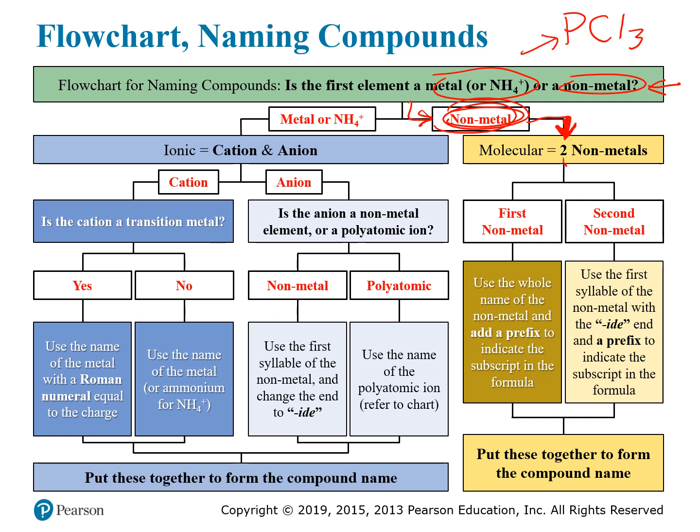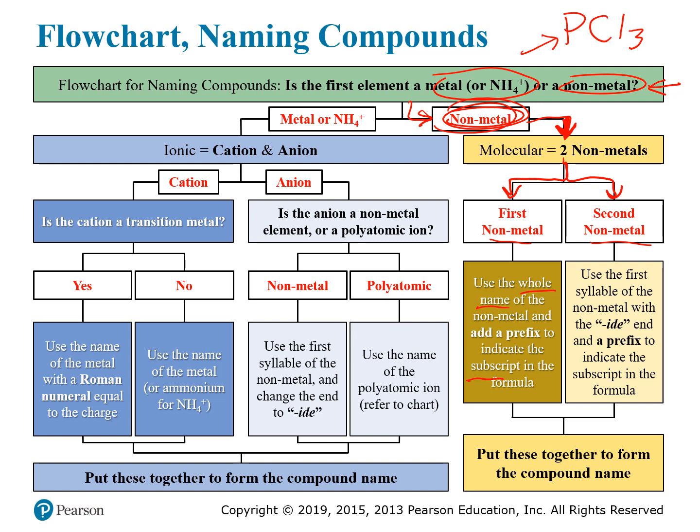Now we need to look at both of these branches, because we have both the first nonmetal and the second nonmetal. For the first nonmetal, we use the whole name. P is phosphorus, so it's going to stay phosphorus. You don't change the ending. And you would add a prefix to indicate the subscript in the formula. But since there's no subscript, you assume that there's just one of them. You could say that the prefix is mono, but again, we drop the mono on the first element name. So instead of saying monophosphorus, you would just say phosphorus here, since phosphorus is the first element in the formula.